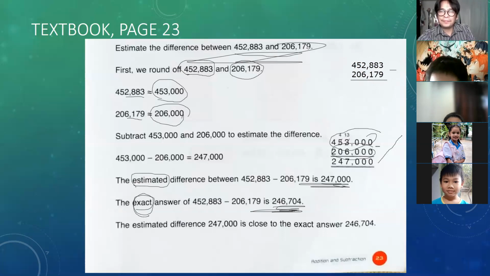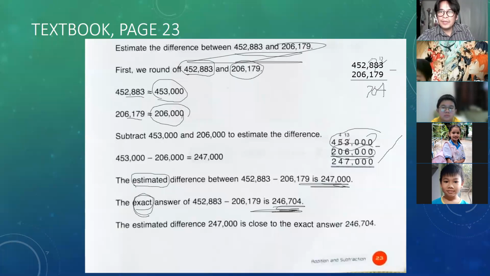3 minus 9 cannot be subtracted. So 3 becomes 13. 13 minus 9 is 4. We borrow from 8, so 8 becomes 7. 7 minus 7 is 0. Okay, so we didn't borrow from 8. So 8 minus 1 is 7.